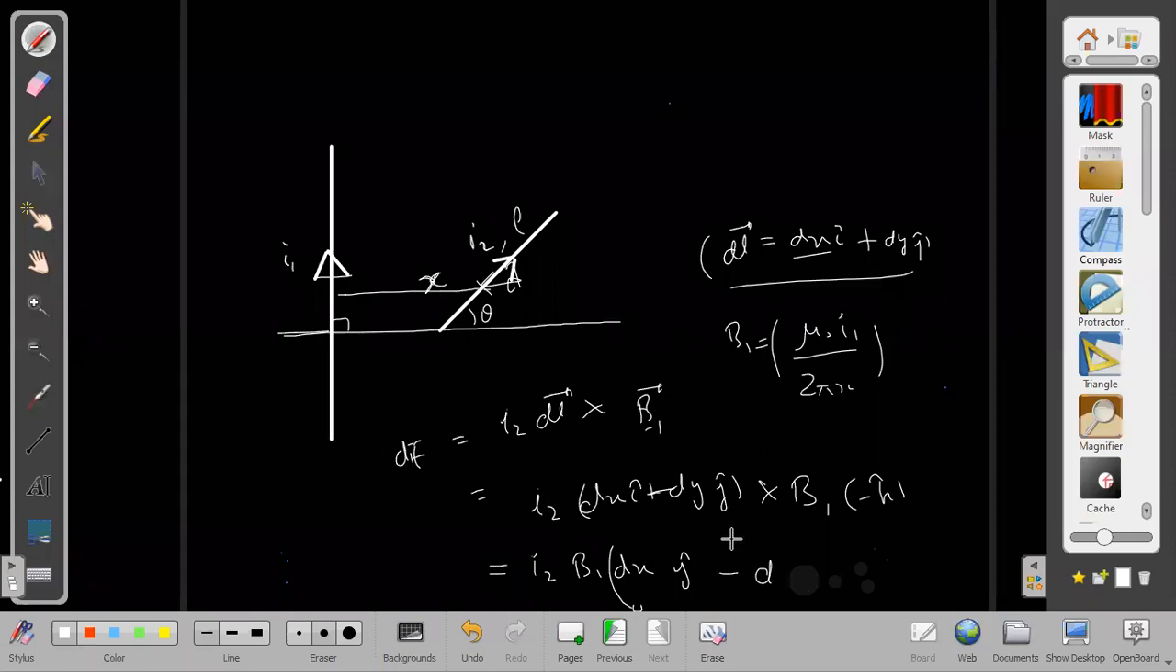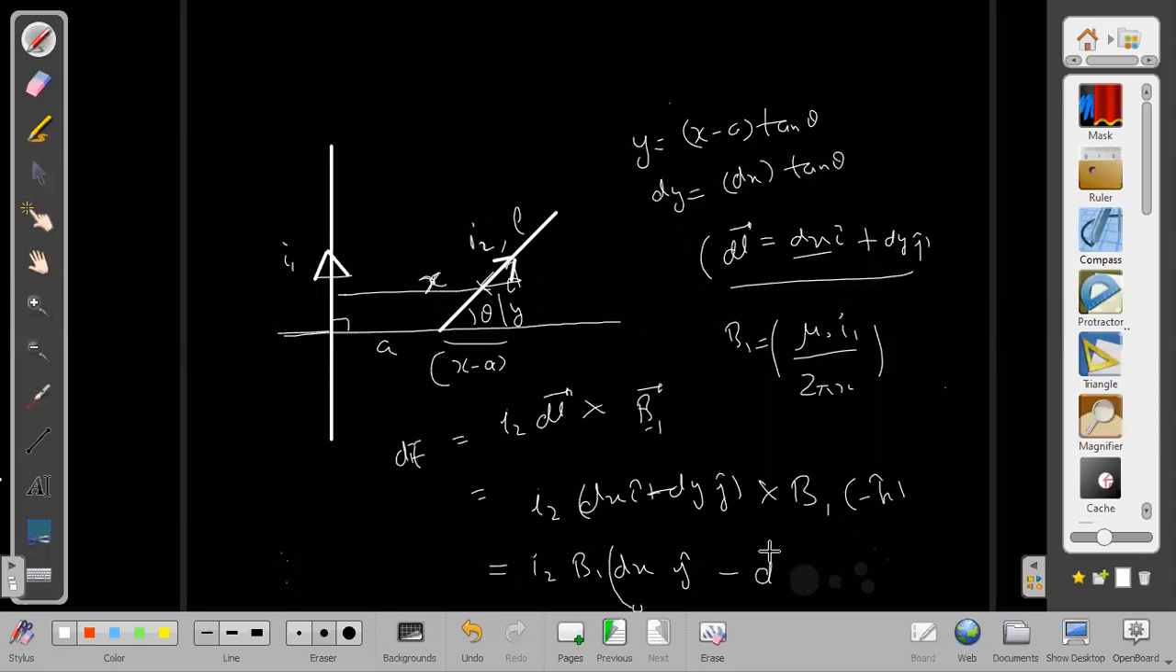We can obtain a relation between x and y. Yes, I think you're right. We can obtain the relation by taking tan theta as y by x. This is a, and this is a. So it is x minus a. Y we can write as x minus a into tan theta. Then we can get dy also. Dy will come out to be dx into tan theta.